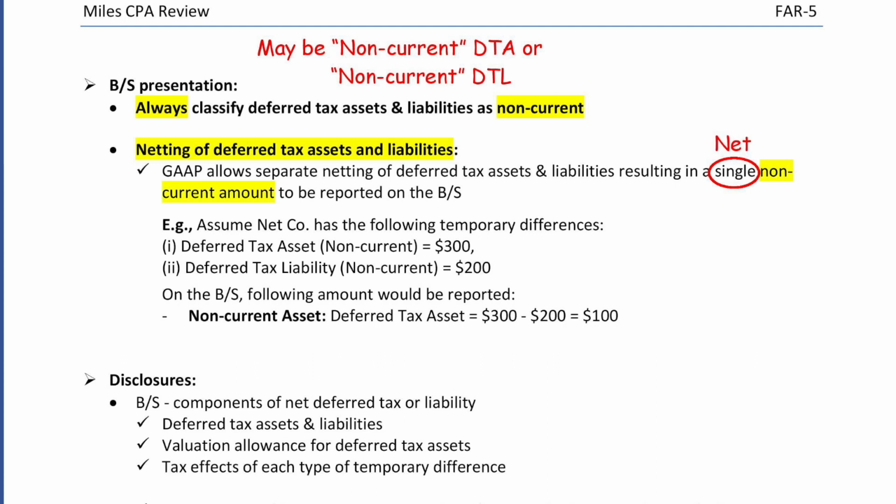Look at the example that we have here. So there's a company which has the following temporary differences. They have a non-current deferred tax asset of $300, a non-current deferred tax liability of $200. The net is a non-current deferred tax asset of $100.